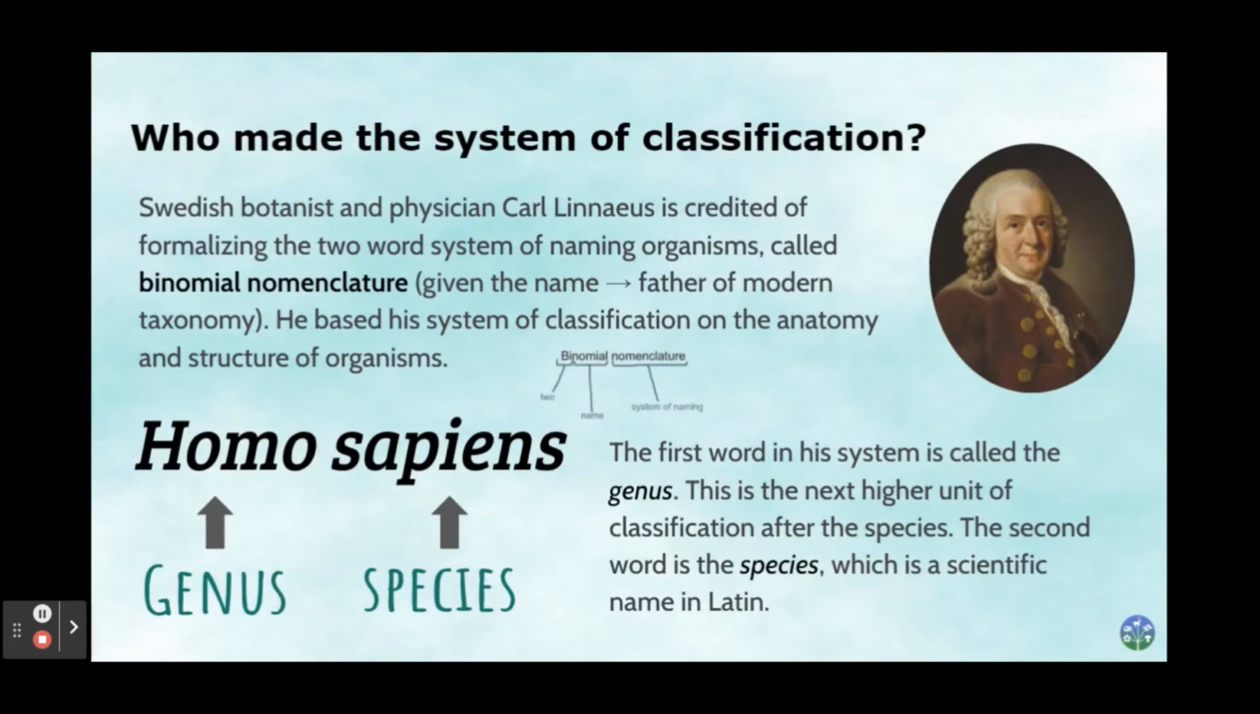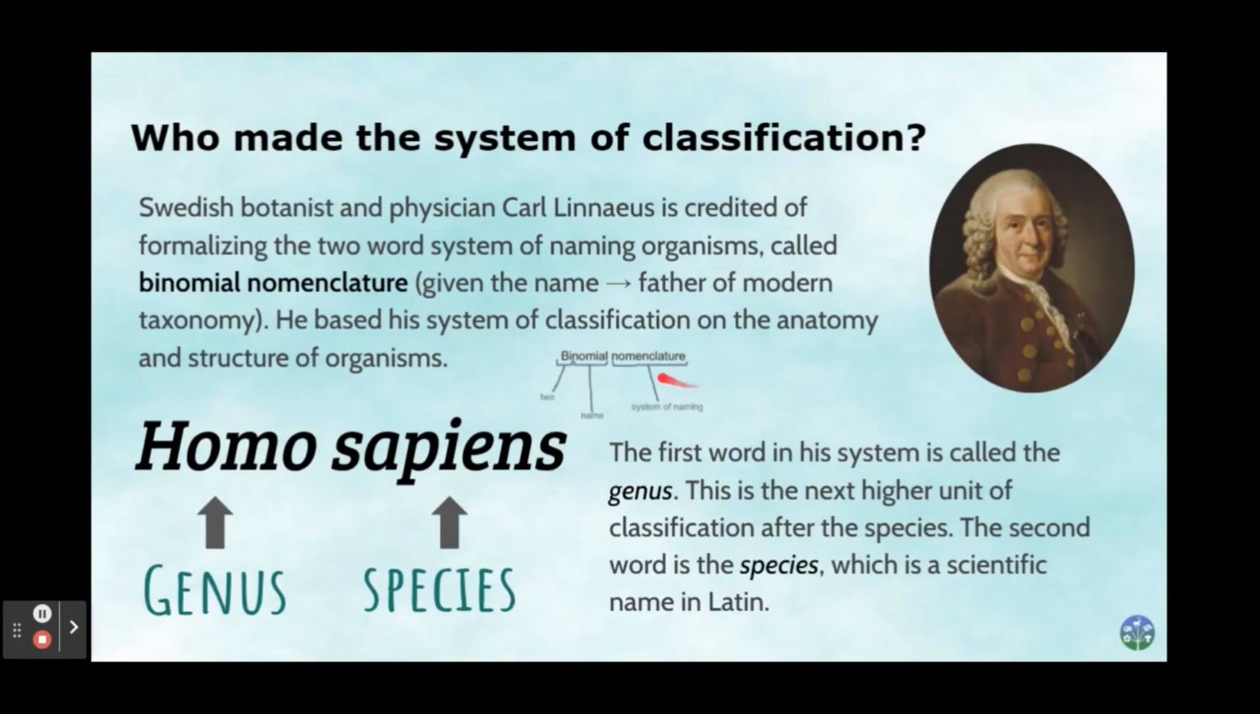Okay, so next we have who made the system of classification, right? Swedish botanist and physician Carl Linnaeus is credited with formalizing the two-word system of naming organisms called binomial nomenclature, and this has given him the name father of modern taxonomy. He based his system of classification on the anatomy and structure of organisms. And the way we got binomial nomenclature: bi means two, nomial means name, and nomenclature is a system of naming. So together we have binomial nomenclature.